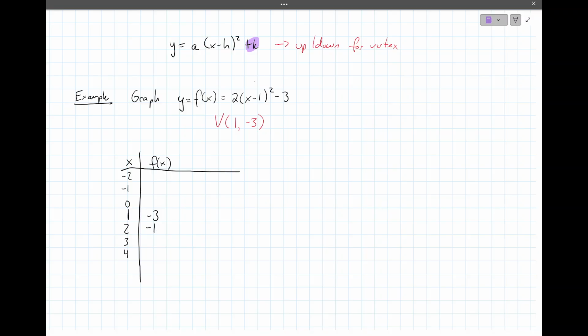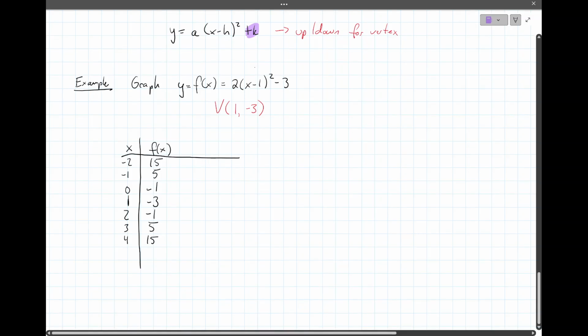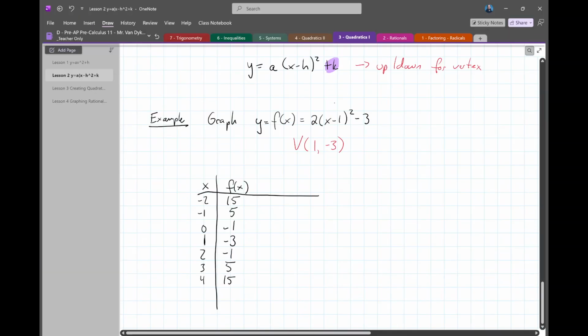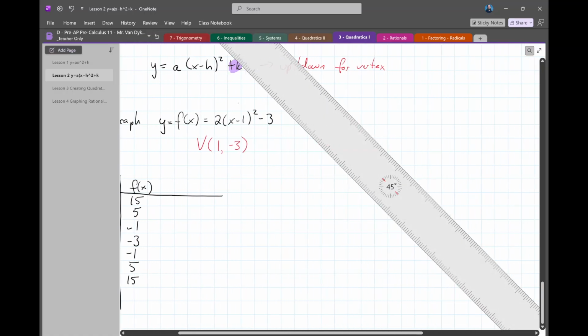And this is increasing since it's positive up front, so this is good. Opens upward. 3, that's 3 minus 1, that's 2. 2 squared is 4. Times 2 is 8. Minus 3 is 5. That's good. And the next one, 4. 4 minus 1 is 3. Squared 9 times 2, 18. Minus 3 is 15. And by symmetry, I have that on the other side as well too. And the points grow faster as well too. Good. So let's get this on a graph.